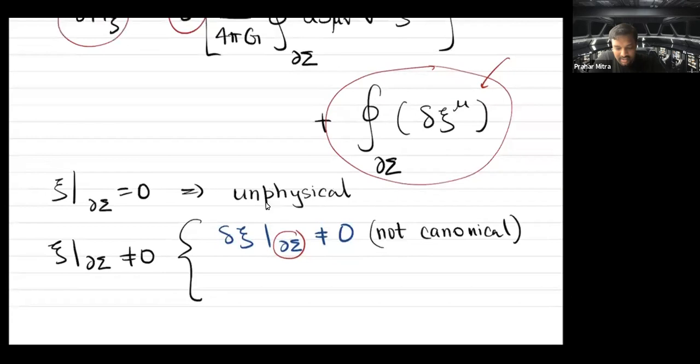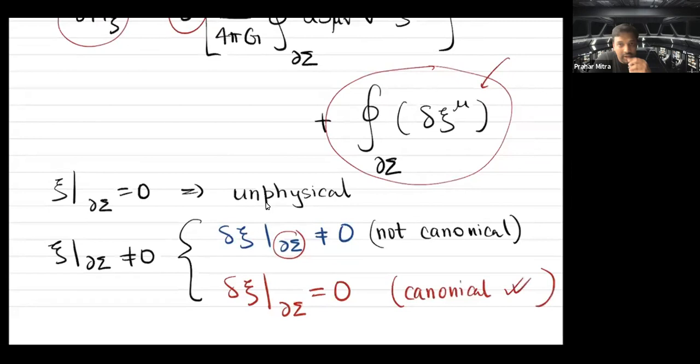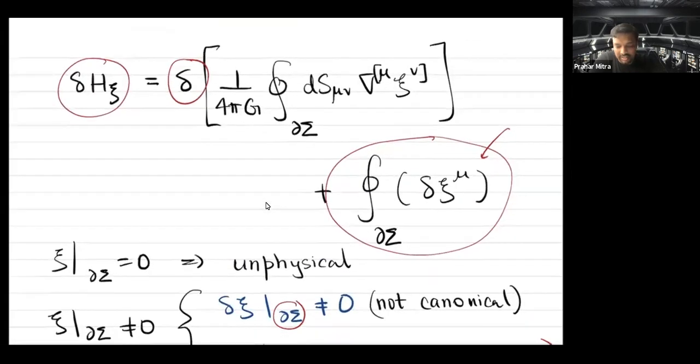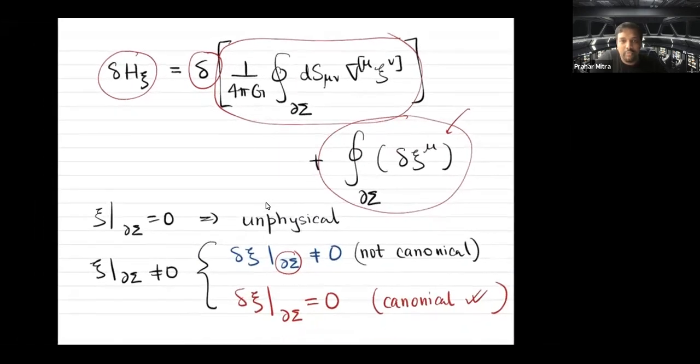But now, finally, we can take the final step, which is that if delta psi on del sigma is zero, then it's canonical. And everything is great. We can even construct the charge. Then obviously just this is the charge. The thing in the box is the charge. Okay, so these are the three sort of possibilities for the entire system.